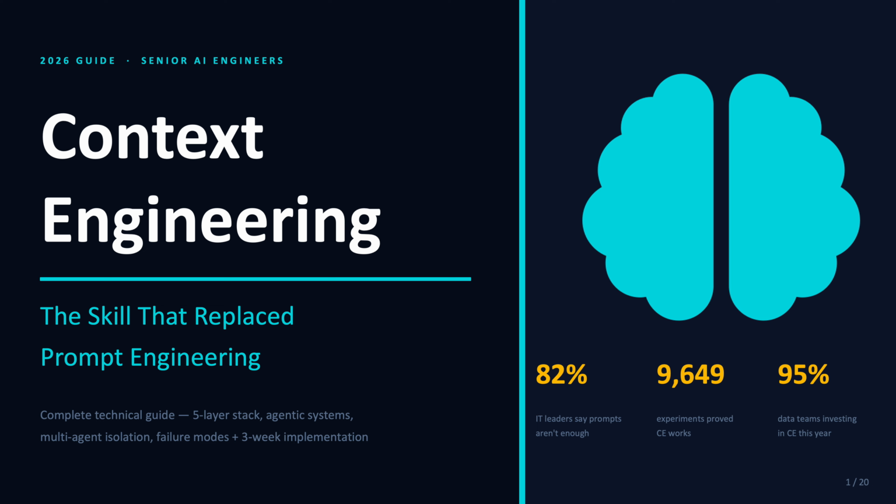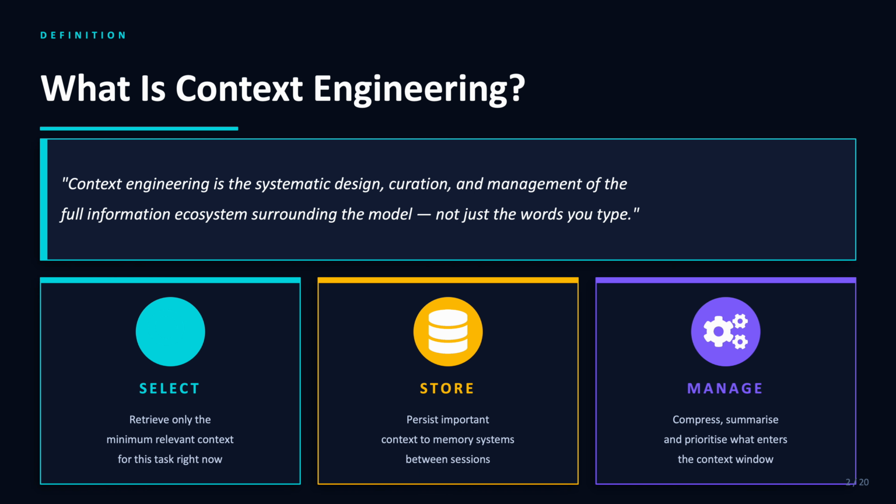And in the next 25 minutes, I'm going to give you the full technical picture. The 5-layer stack, the 4 core operations, how it changes agentic system design, where teams go catastrophically wrong, and a concrete 3-week plan to implement it. Let's get into it. So what exactly is context engineering?